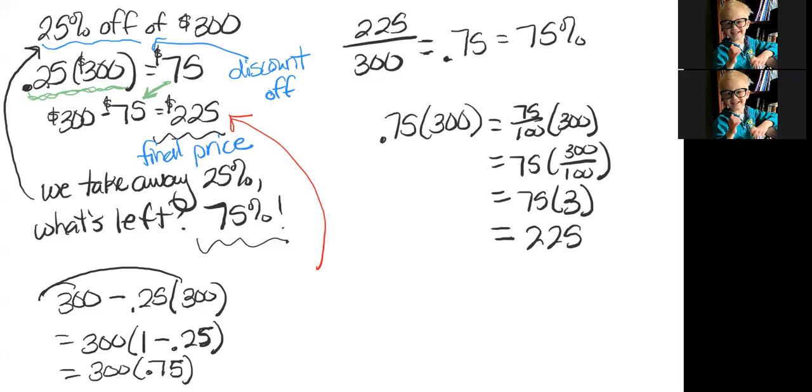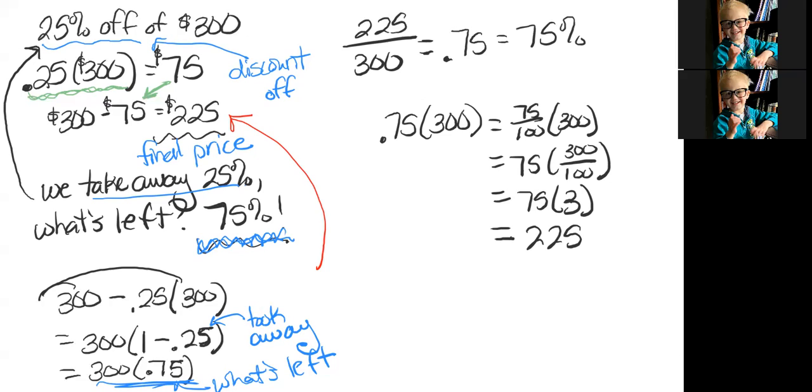So if you think about it, we're taking away this 25%, so we think about what's left. That's exactly what happened here. We took away, so what's left? And that works no matter if it's 25% off, 20% off, 15% off, 36.5% off. No matter what, 1 minus that discount will be what's left. So that'll be how you can get the total or the final price with the discount.